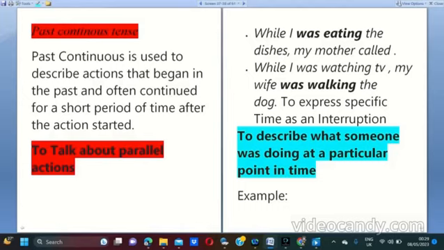Next, while I was watching, my wife was cooking dinner. My wife was cooking the dinner. Yes, both are parallel actions, but there are a little bit minor differences.